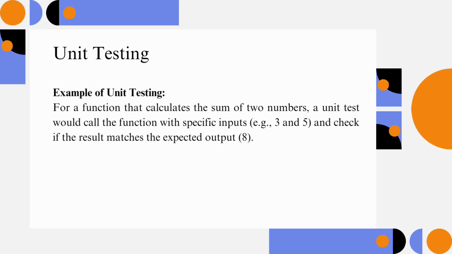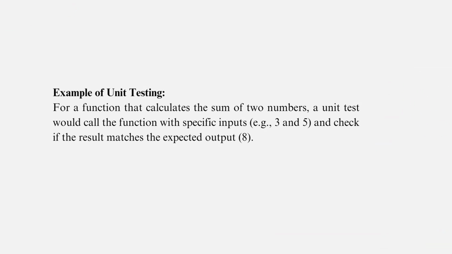Example of unit testing. For a function that calculates the sum of two numbers, a unit test would call the function with specific inputs, e.g., 3 and 5, and check if the result matches the expected output, 8.